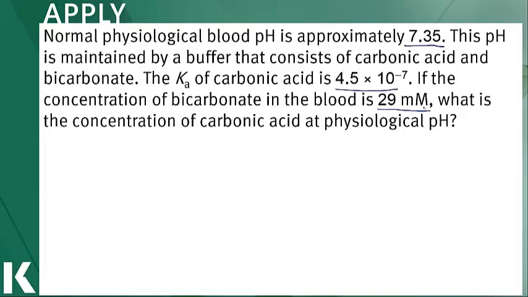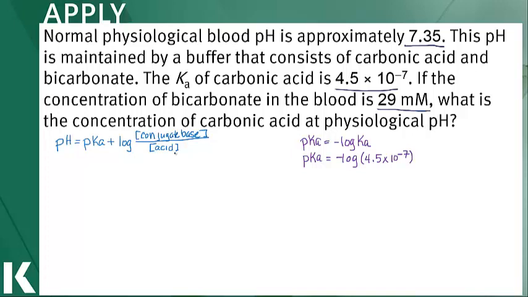The first thing we always must do is write down the Henderson-Hasselbalch equation for ourselves. So I know that I have pH is equal to pKa plus the log of the conjugate base concentration over the weak acid concentration. I'm given the pH and the concentration of the conjugate base. I need to determine the pKa from the Ka that is given to us. pKa is equal to the negative log of the Ka. When I put this into my calculator, I find out that the pKa, the negative log of 4.5 times 10 to the negative 7, is going to be positive 6.35.